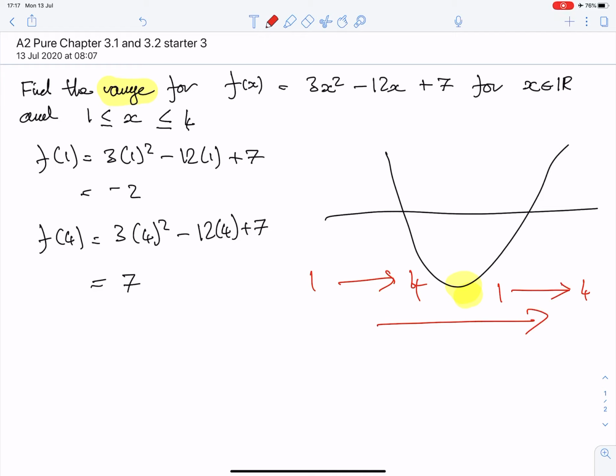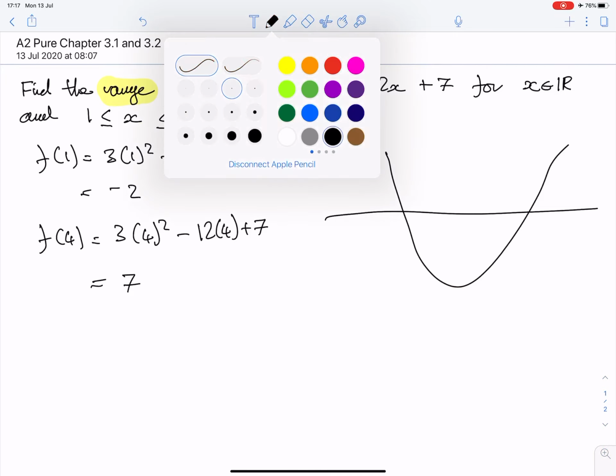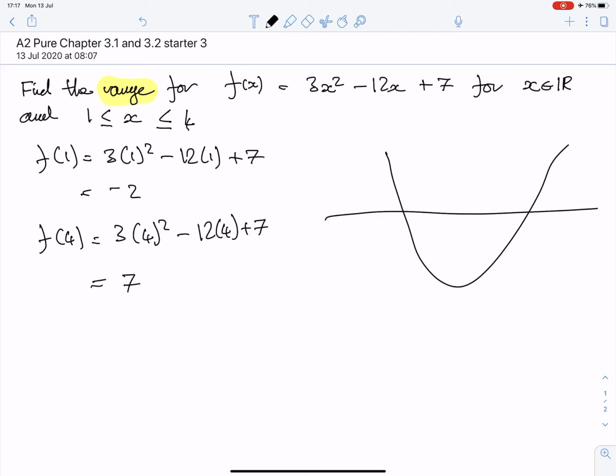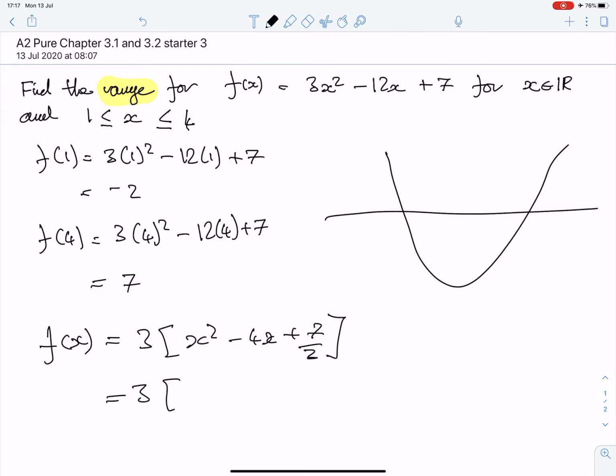So let's find the turning point and check to see if our answer is going to be minus 2 to 7. The quickest way to find the turning point, I always think, is complete the square. So take the 3 out, x squared minus 4x plus 7 over 3. Complete the square on the bracket, so x minus 2 squared minus 4 plus 7 over 3.